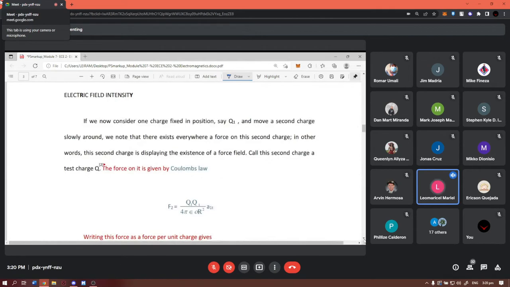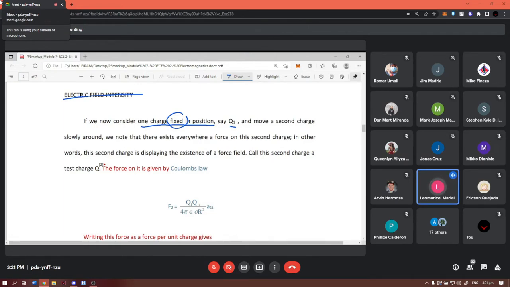Okay. The electric field intensity is defined as, let's say, if we consider one fixed charge position. So, may charge pa rin, pero i-consider natin that this charge is in fixed position. Ibig sabihin, marami kasing charge yan, no? So, let's say, sa maraming charge na yon, mag-let tayo ng isang position na fixed. Okay? Let's say, the fixed position is Q1. Okay? And move a second charge. So, there is a second charge that is moving.